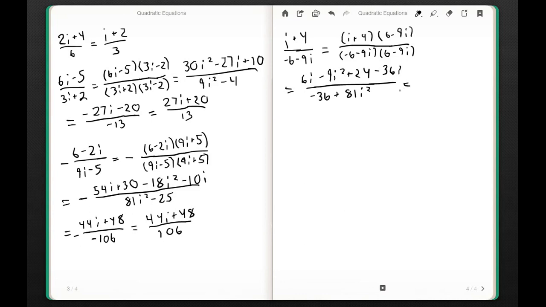Okay, and last step. 6i minus 36i is negative 30i. 24 minus negative 9, that's 24 plus 9, which is 33, over negative 81 minus 36. That's going to be negative 107.